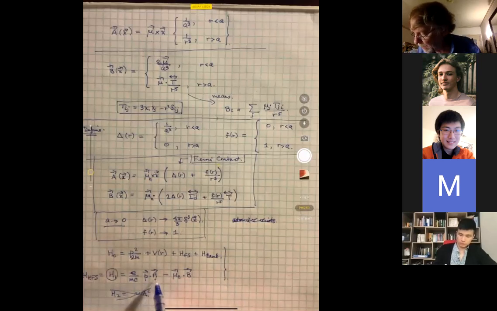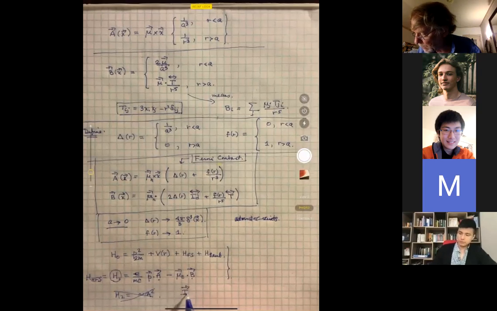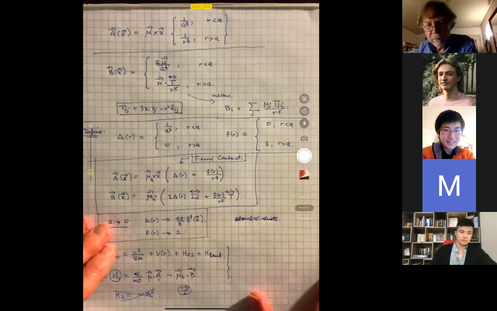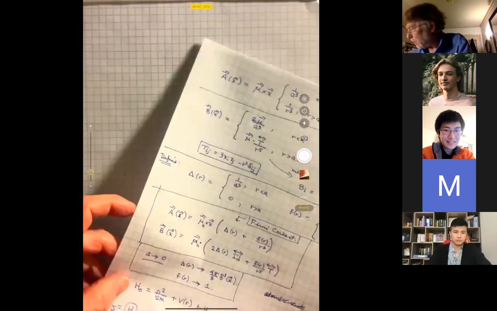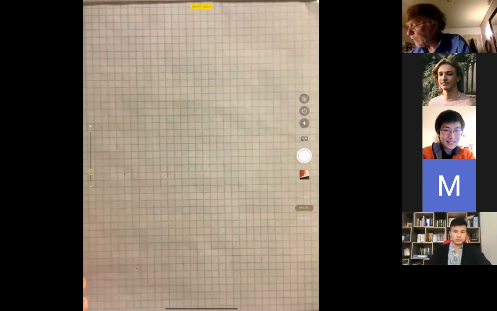But remember that the A and the B that occur here are determined by the nucleus, so they actually involve the nuclear angular momentum inside A and B. So these are really operators that act on the nuclear Hilbert space. All right. Now, let's put the pieces together then.